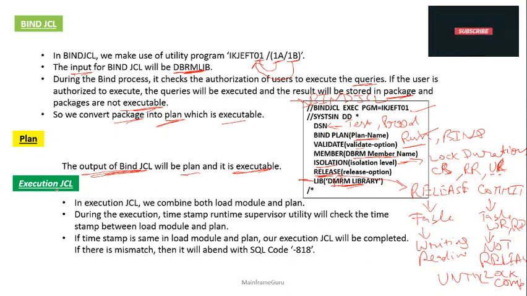Now let's go to the execution JCL. In the execution JCL, we combine both the load module and the plan. During the execution, the run supervisor utility will check the timestamp between the load module and the plan. If the timestamp is the same in the load module and the plan, our execution JCL will complete successfully. If there is a mismatch, then it will end with SQL code -818.